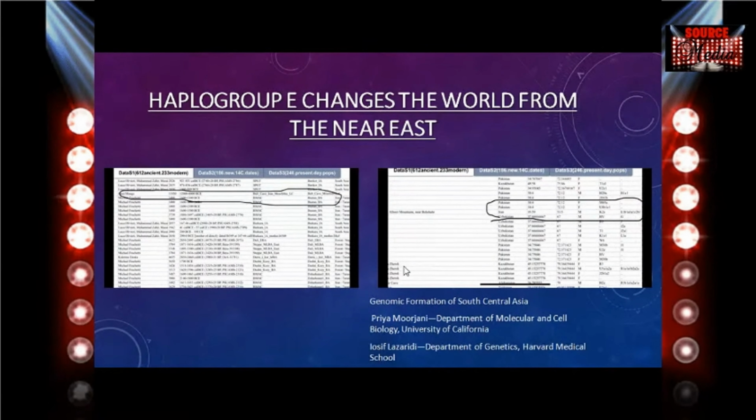And again, this right here shows who these early ones were, because we can go 12,000 years ago in Iran and we can find E1b1a1. That's EM2. That's us. We can find that in Iran. And this right here is from the genomic formation of South Asia, from Priya Moorjani, from the Department of Molecular and Cell Biology, University of California, and Yosef Lazaridis, Department of Genetics, Harvard Medical School. This chart right here is from the supplementary data of that.